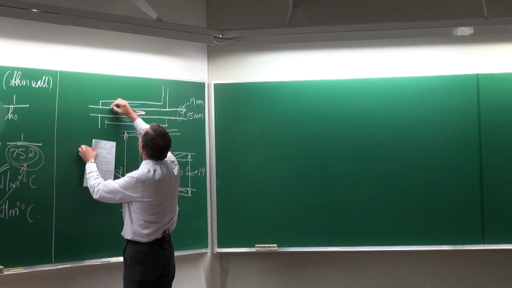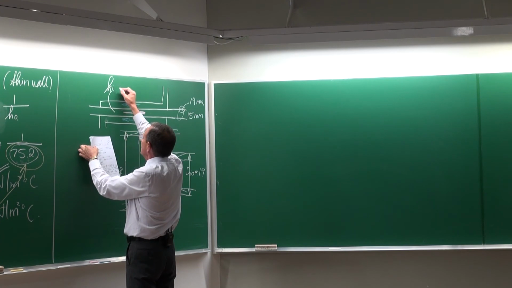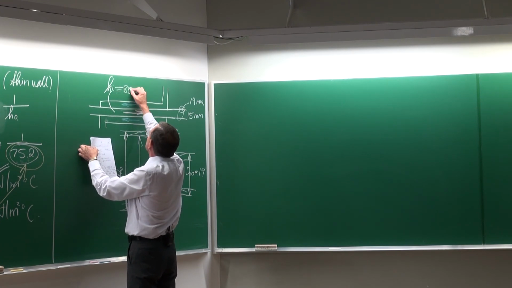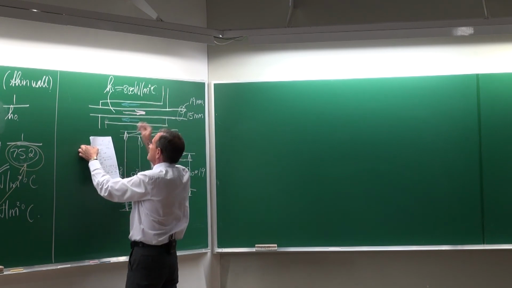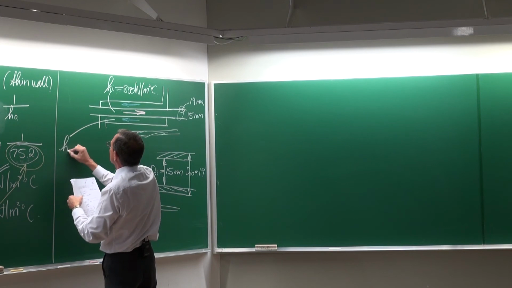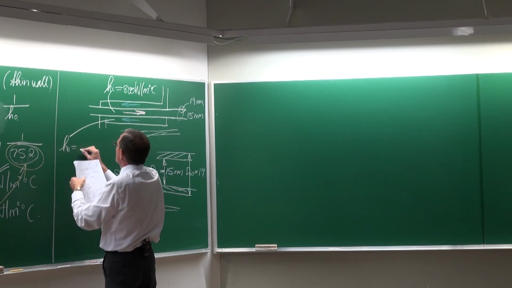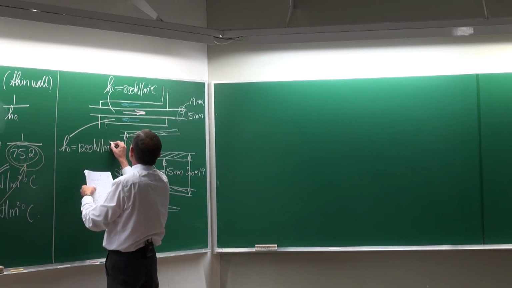What is also given is that the heat transfer coefficient on the inside is equal to 800 watts per square meter degree Celsius, and the heat transfer coefficient in the annulus is equal to 1,200 watts per square meter degree Celsius.